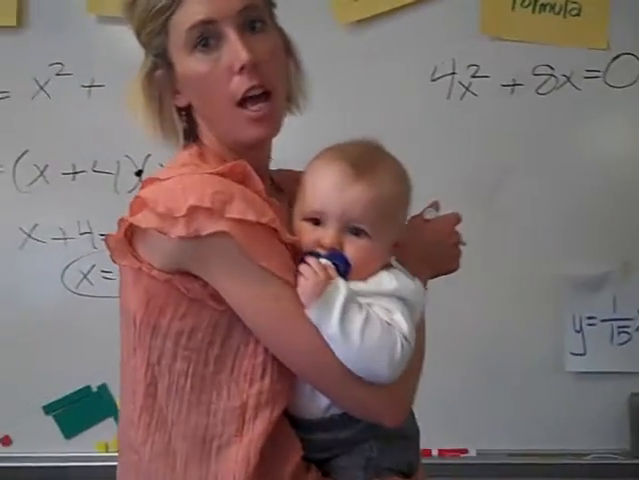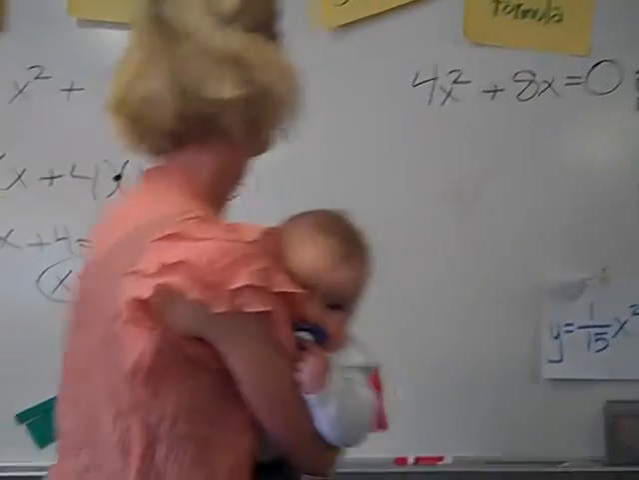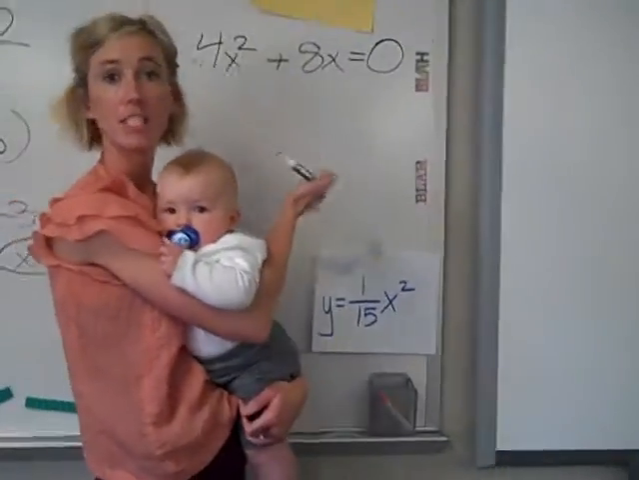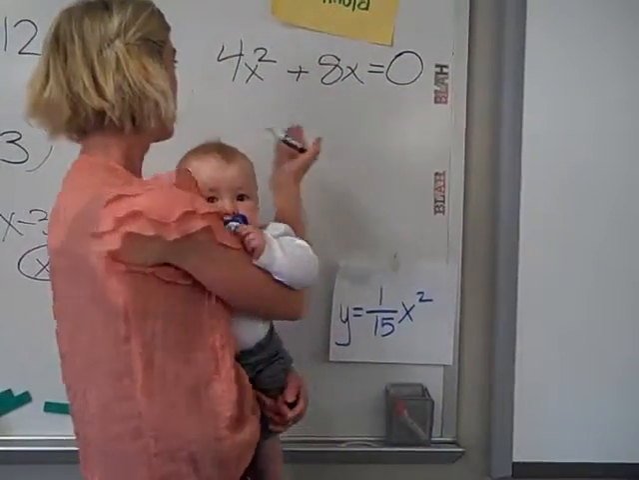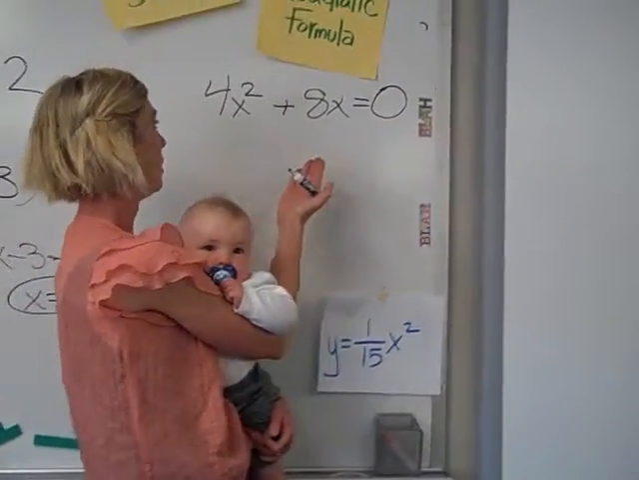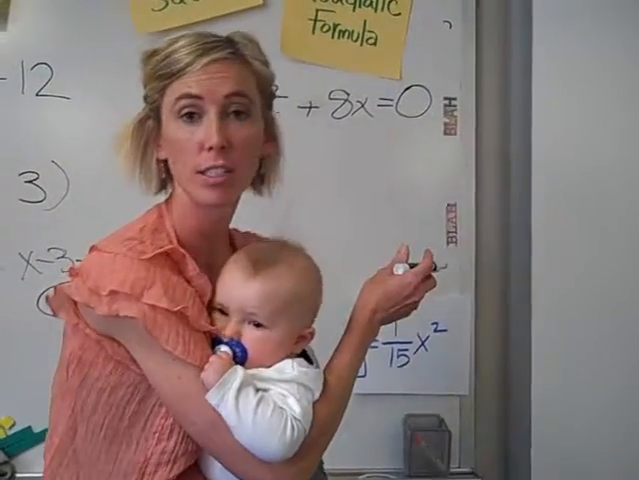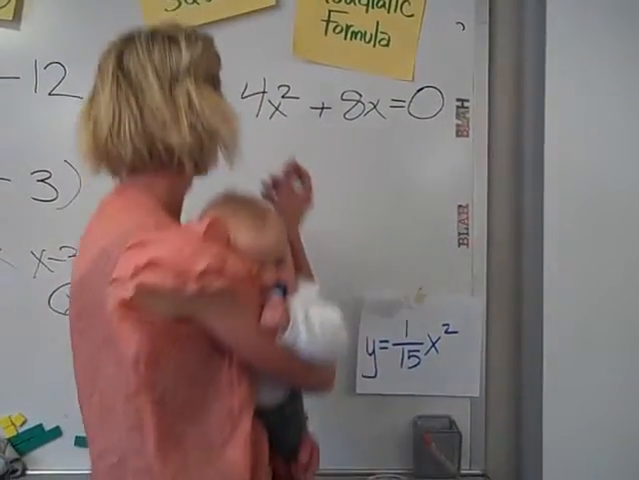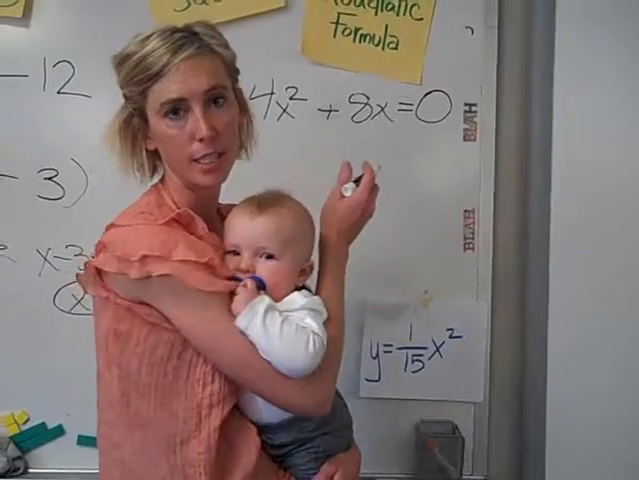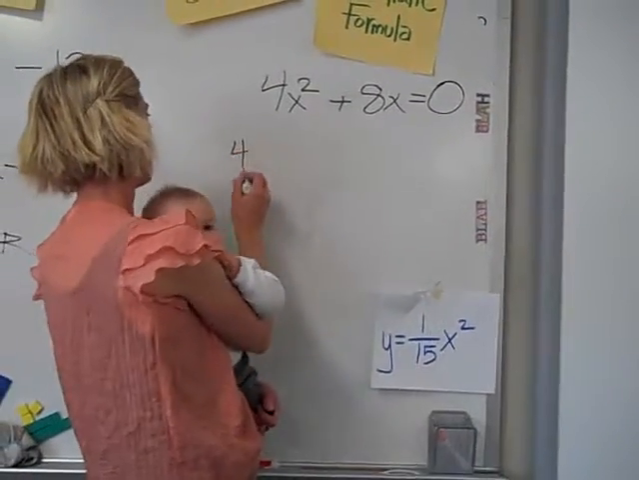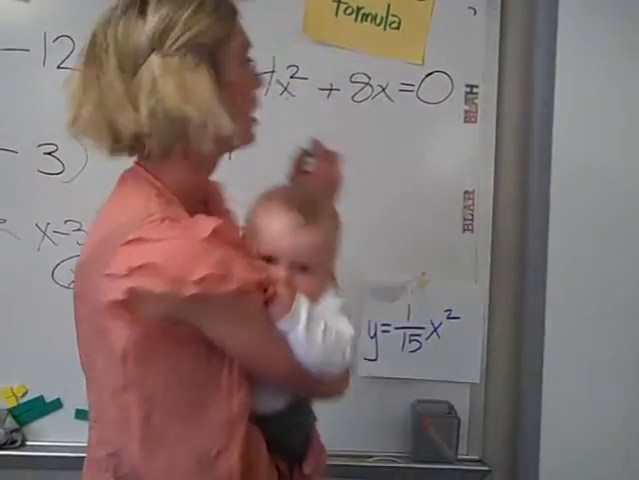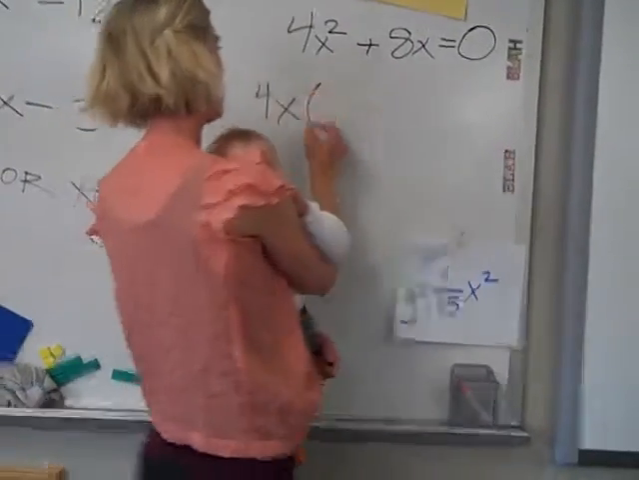Okay? Here we go, last problem. This one could also be solved by factoring. It only has 2 terms. So it's really nice. I just look and see what's common. They both have 4 in common, so I'm going to take out the 4. They both have x in common, so I'm going to take that out too. I'm left with 2 things.